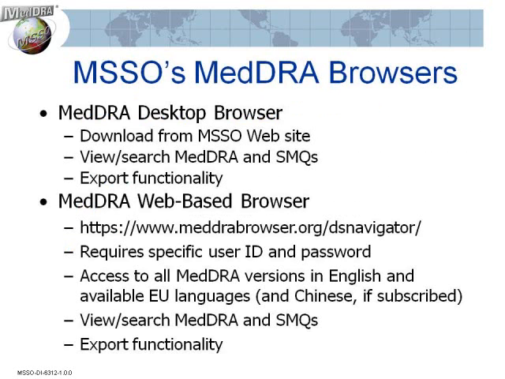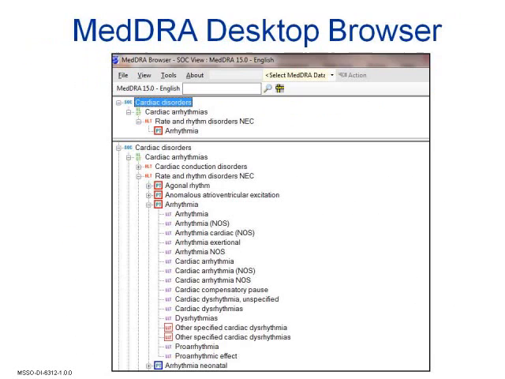The MSSO maintains 2 browsers for subscriber use: the desktop browser downloaded from the MSSO website and the web-based browser, which requires user ID password. It offers a few more features than the desktop browser.